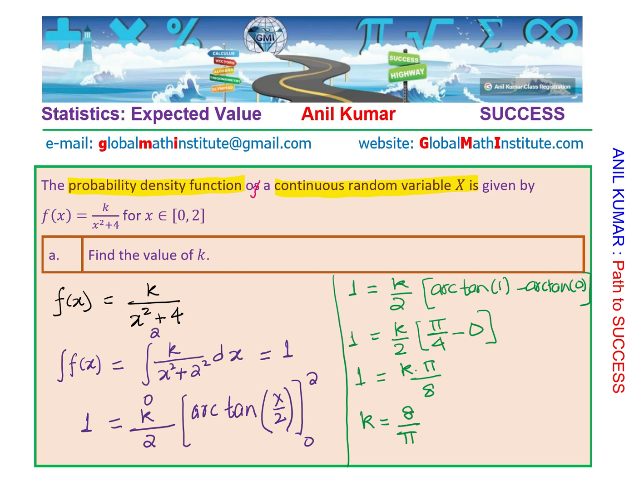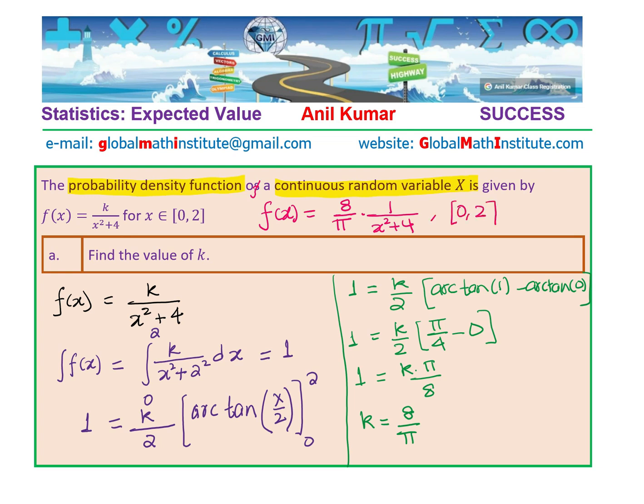Now, since we are going to use this function in the coming parts of this question, let me rewrite it once again. We just found that f of x is equal to 8 by pi times 1 over x squared plus 4, and the interval being 0 to 2. Is that clear? I hope this part is absolutely clear. Let's move on to the next part of the question. So k is 8 by pi.